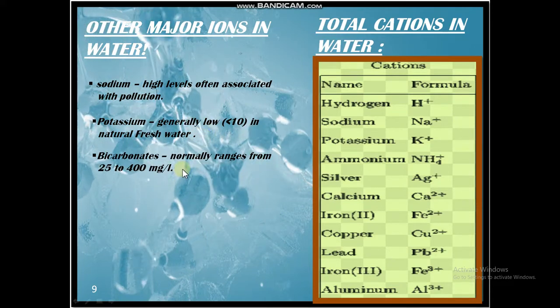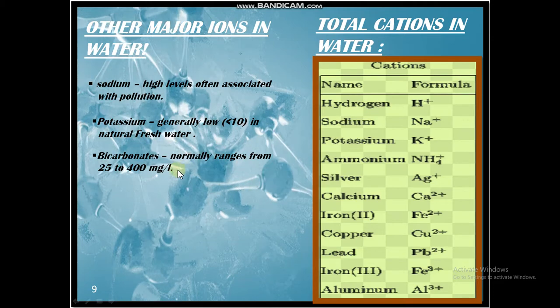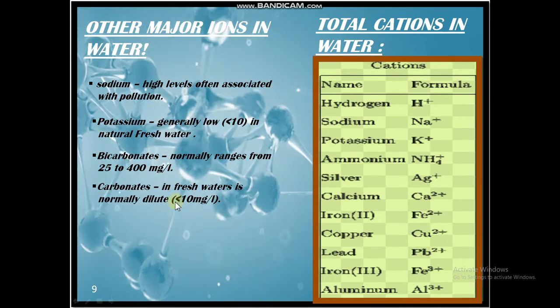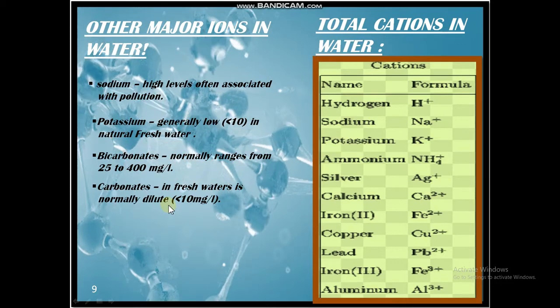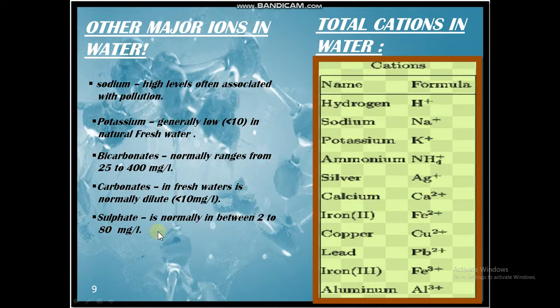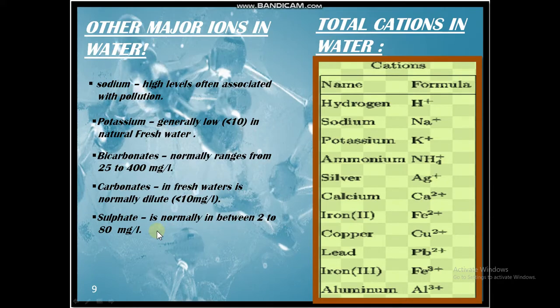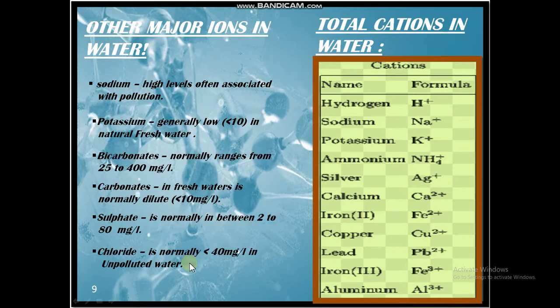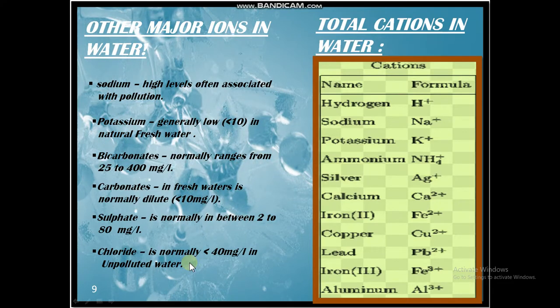Whereas bicarbonates concentration normally ranges from 25 to 400 mg per liter. Carbonates in fresh water is normally diluted. Its concentration is less than 10 mg per liter. Whereas sulfates concentration is normally between 2 to 80 mg per liter. And chlorides concentration is normally less than 40 mg per liter in unpolluted water.